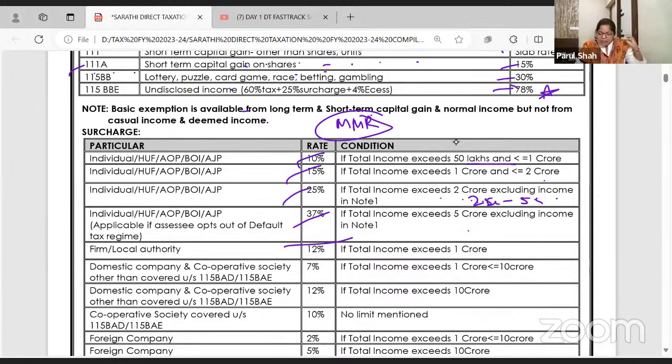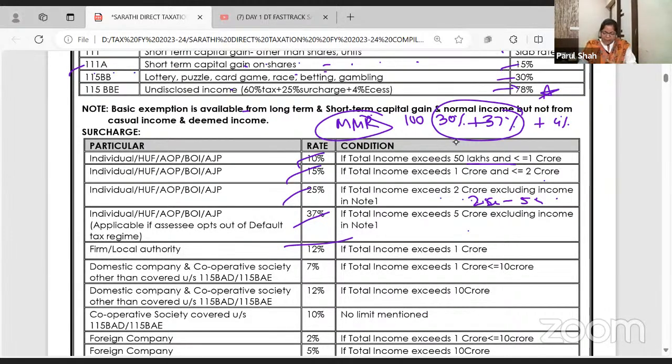MMR is the maximum marginal rate of tax. Now, how do you calculate that? What is the highest rate of tax you are paying? 30%. On tax, suppose your income is 100. How much tax are you paying? 30%. On tax, how much surcharge are you paying? 37%. On tax and surcharge, how much cess are you paying? 4%. Are you all with me?